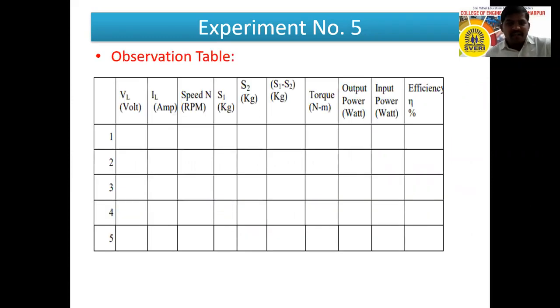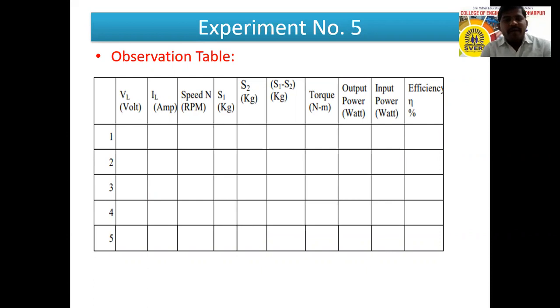Now see the observation table. All of you take a screenshot for that. Which readings do we want to take? We want to take the supply voltage reading VL, then the line current IL, then we want to measure the speed. We want to see the spring balances S1 and S2 and take the difference between S1 and S2. After that we calculate the torque. The formula for torque is S1 minus S2, the difference between the spring balances, into drum radius R into 9.81. It will be obtained in Newton meter.